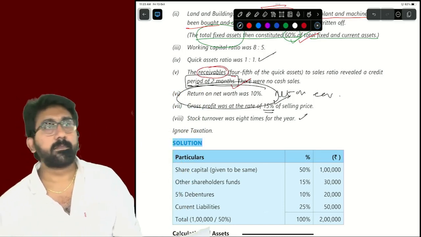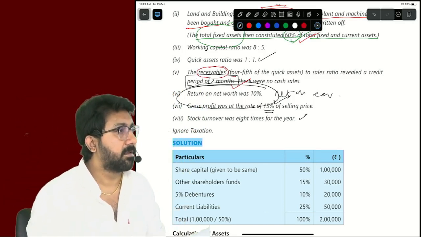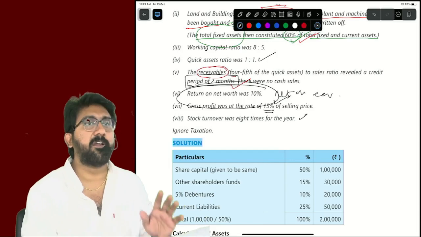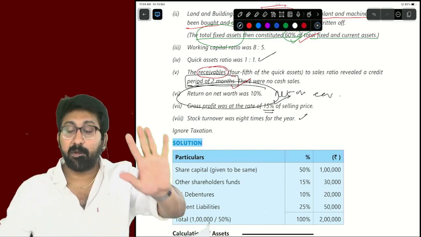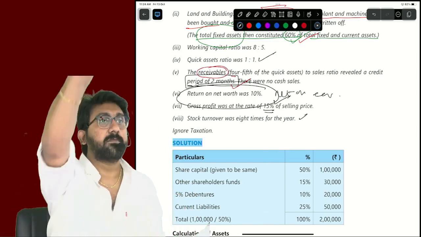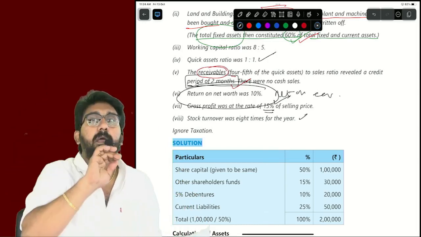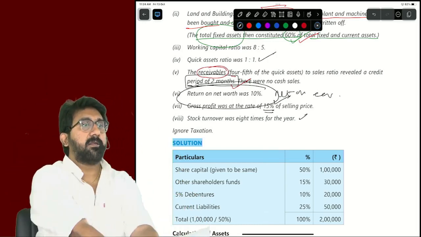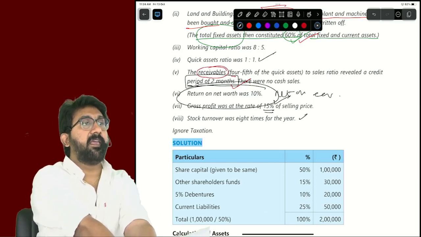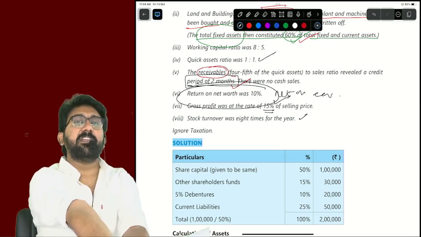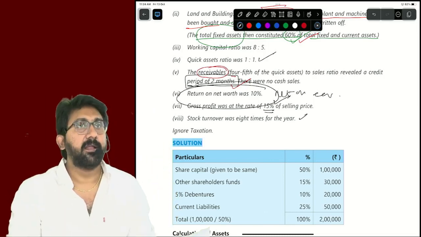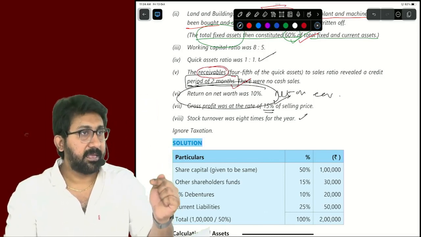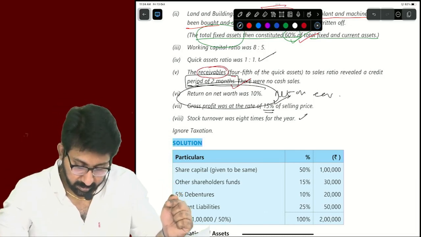Answer. But what we don't know? Net profit we don't know. So what we have to do? Net profit will be calculated as a return on equity. If you remember, I told you very clearly. Listen everyone. Return on equity, what is the formula? Return divided by equity. What is the return? Equity shareholders will ask: EBIT or EBT or EAT. So EAT by equity equal to 10%.